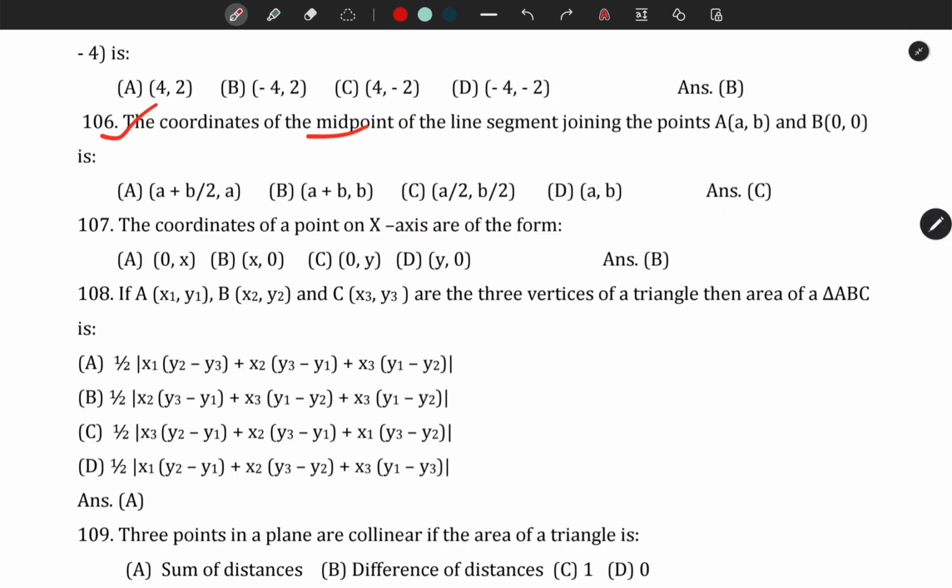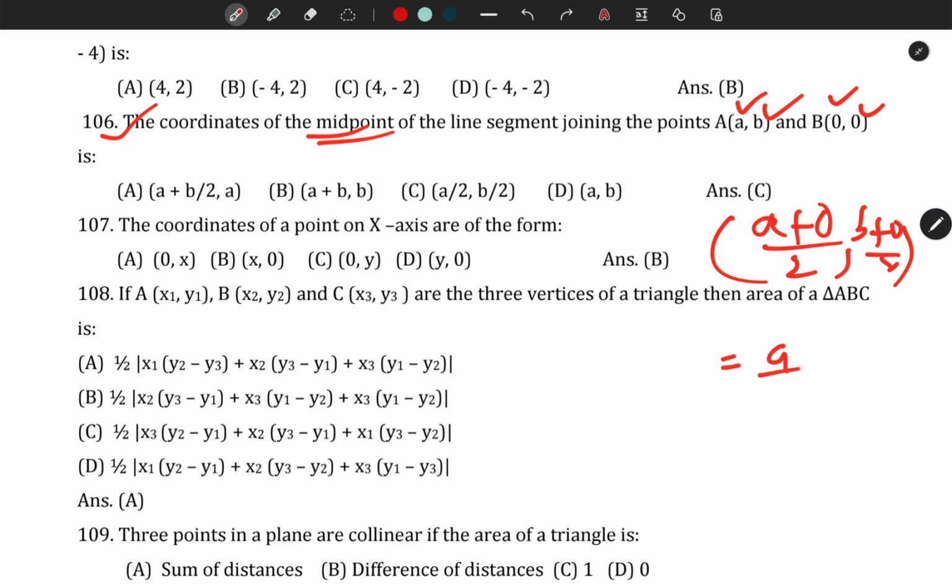Next question is also midpoint. Midpoint is x1 plus x2, that is a plus 0 divided by 2, comma, b plus 0 divided by 2. So a plus 0 is a by 2, and b plus 0 is b by 2. So the correct option is C, a by 2 comma b by 2.